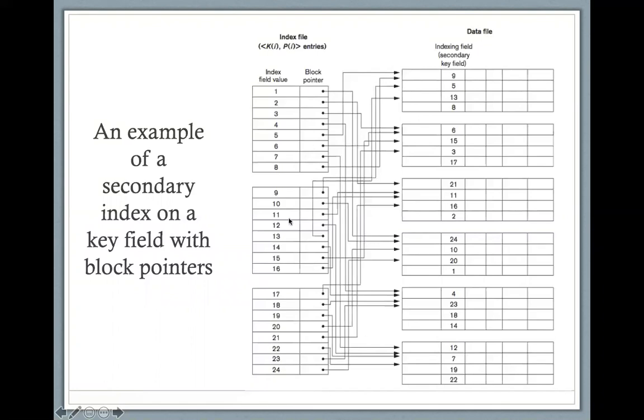What advantage does the secondary index give me? Again, it's sorted, so I can do binary search. And the size of the index is much smaller than the file, so I would do fewer block transfers.